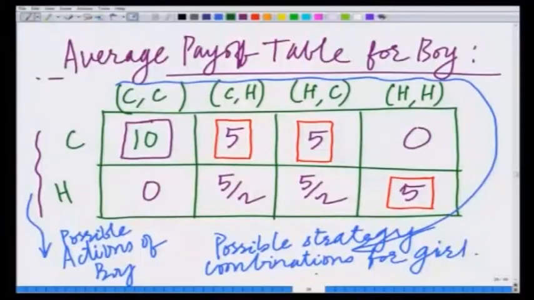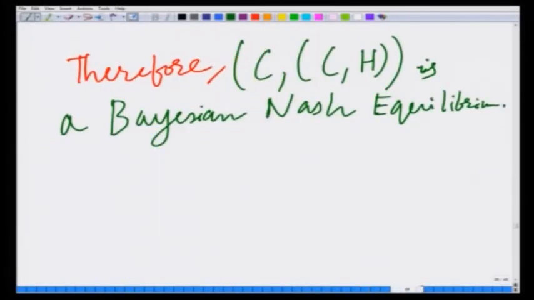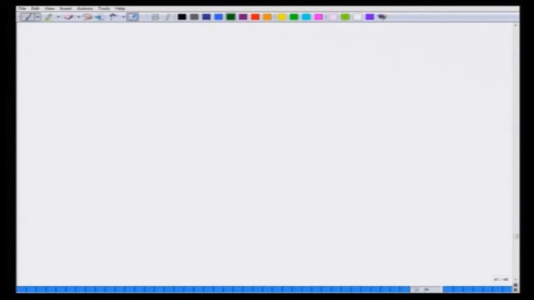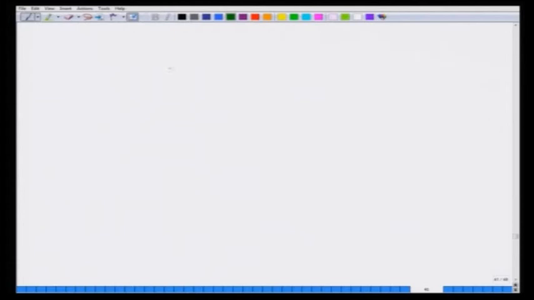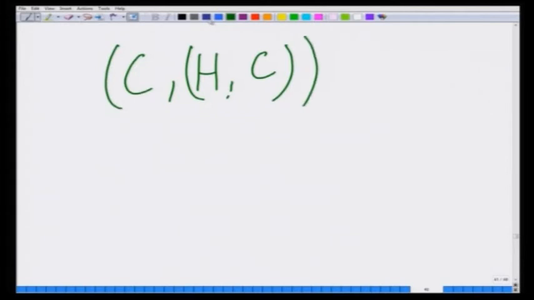Similarly, we can consider other scenarios. Let us consider the rest of the scenarios. For instance, if we look at H comma C of the girl, the best response of the boy is C. So, if the girl is using H comma C, C is the best response of the boy. So, we can ask, is C comma H comma C a Bayesian Nash equilibrium?